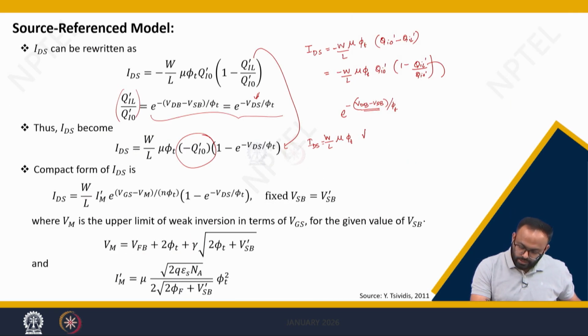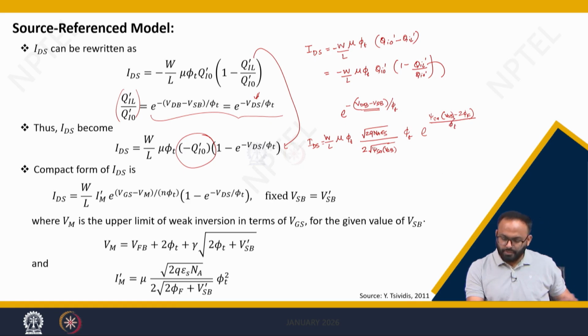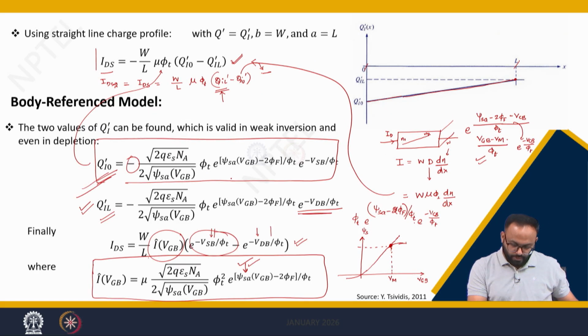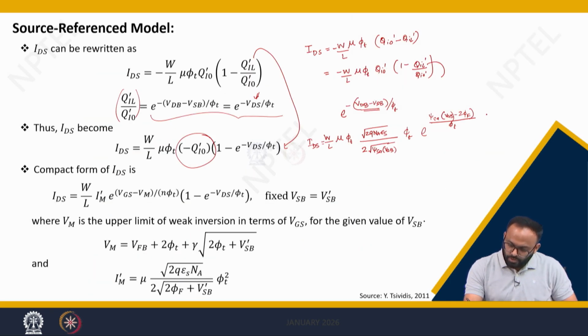So you can rewrite as square root of 2 into q into Na into epsilon s divided by 2 times of psi Sa, which is a function of Vgb. There is another phi t term here, e to the power of psi Sa Vgb minus 2 phi f divided by phi t. This is the function of Vgb. So that is what we have taken from here, into 1 minus e to the power of minus Vds divided by phi t. So this phi t and this phi t becomes phi t square. That is what is coming up here.